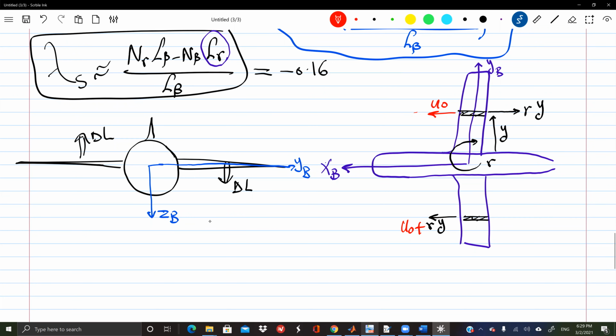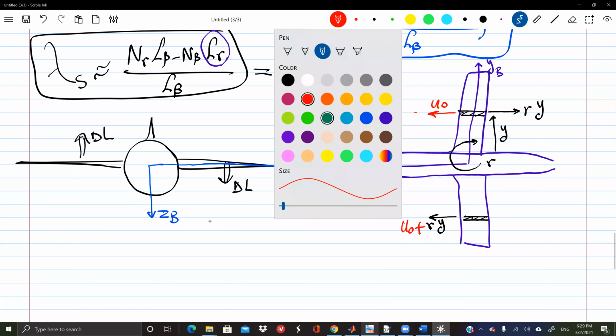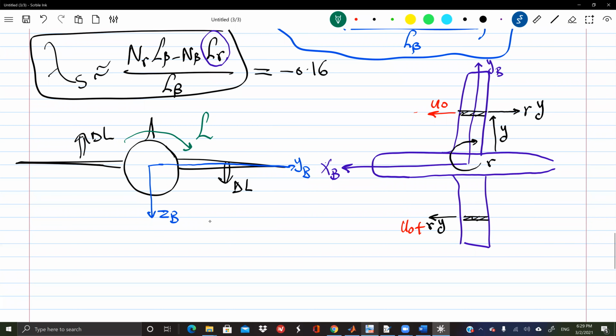So this is the result. To the right, and this is positive, right? The yaw moment and roll moment sign convention follows the right-hand rule: positive to the right and negative to the left. Okay.